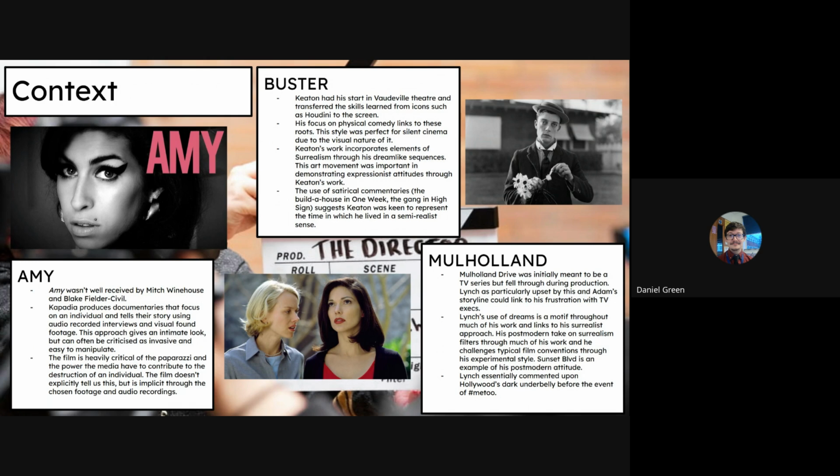Mitch for being this neglectful father who was money grabbing and wanted to use Amy for his own ends, and Blake Fielder Civil for being the one that introduced Amy to hard drugs. Or at least harder drugs. And so neither one of them received the film very well. And Mitch Winehouse tried everything in his power to show himself as being misrepresented by the film.